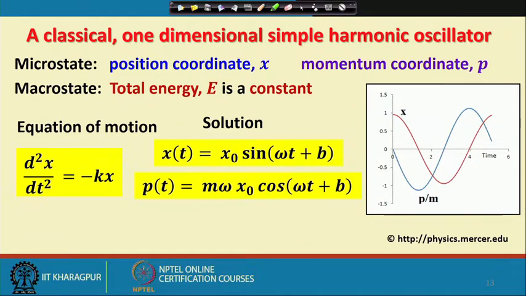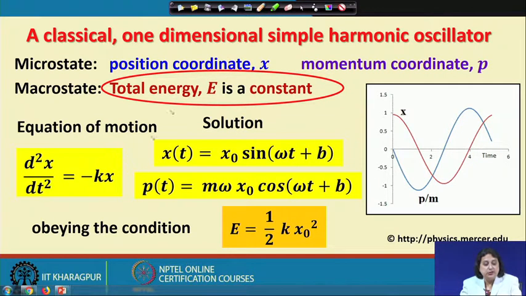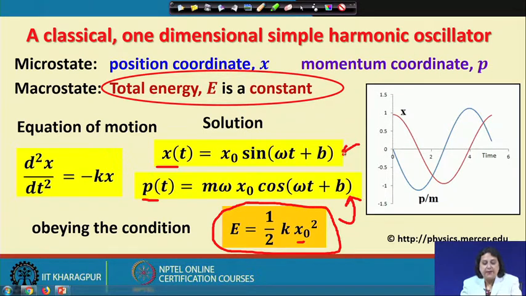So, this basically for a microcanonical ensemble where the total energy is fixed will have to obey the condition that I must look at only those values of x and p which obey this condition that half k x naught squared is equal to the given value E, and therefore, x naught is defined by the given value of E, which in turn defines what I am going to have as the values of x and p at a given time, starting with some x naught and b as the initial condition.